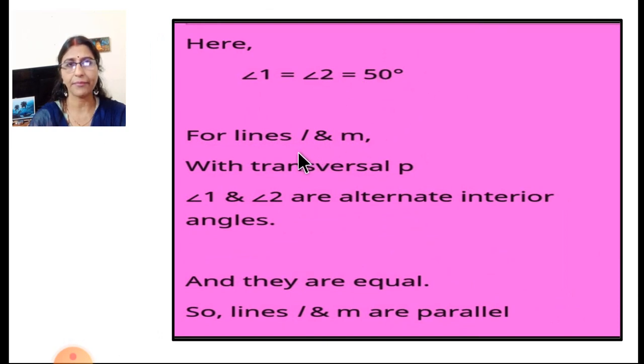Both measure the same. Now for lines L and M with transversal P, angle 1 and angle 2 are alternate interior angles. Just now we have seen they are alternate and they are interior. They are on the interior part of the lines. So they are called alternate interior angles and they are equal. They measure the same, that is 50 degrees. So lines L and M are parallel. As they measure the same, the lines have to be parallel.